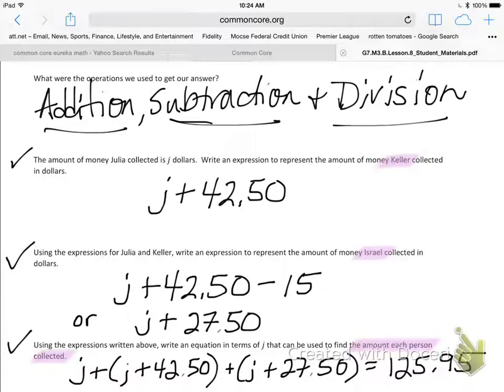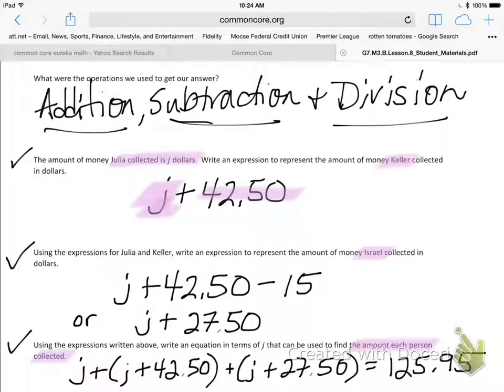Okay, so looking at these three problems here, this first one here, the amount. Now they want Julia, the money that she collected, to be J dollars. So Julia is J. Write an expression to represent the amount of money Keller collected in dollars. Of course, it's going to be J plus 42.50, because Keller collected 42.50 more than Julia. So Julia becomes our basis here of all other expressions.